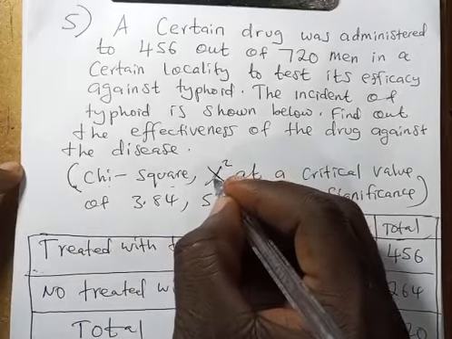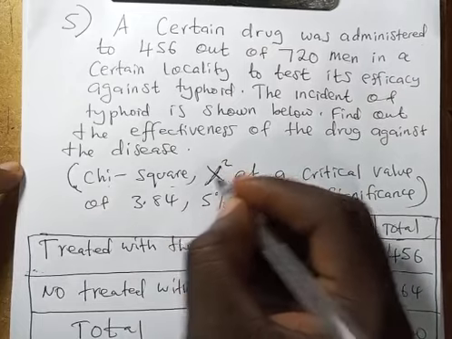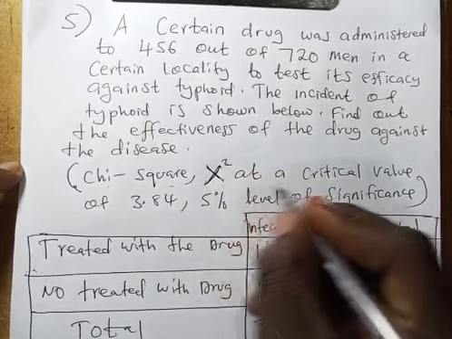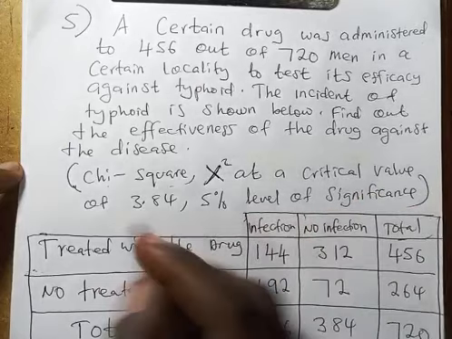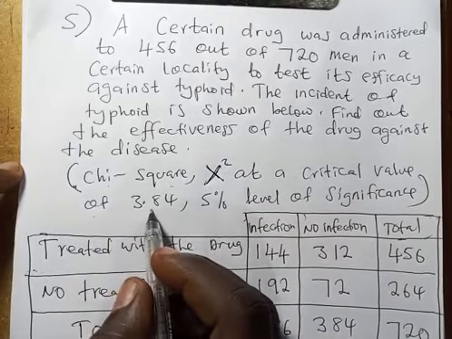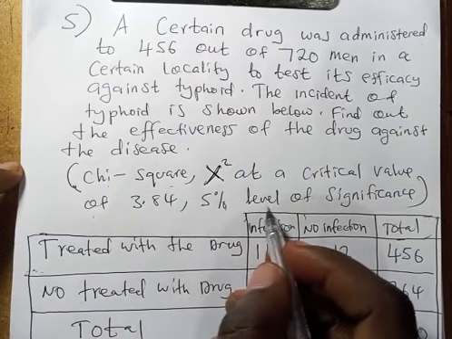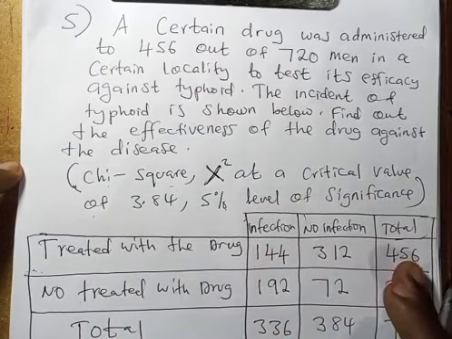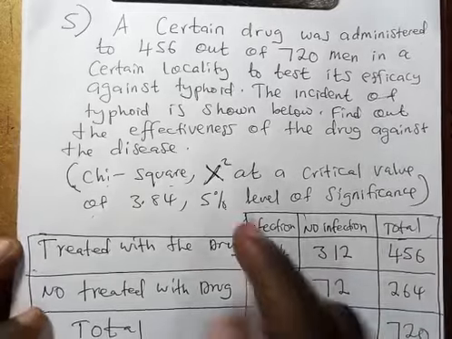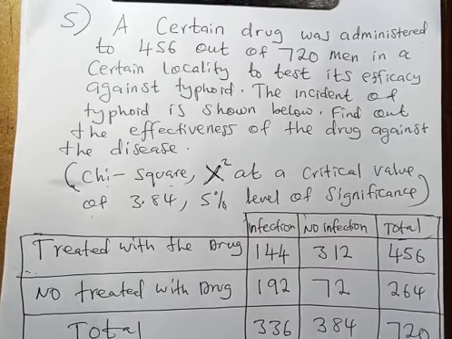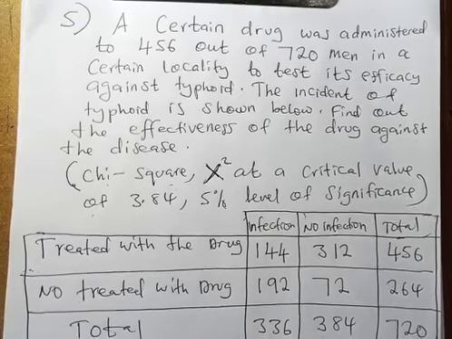The chi-square distribution has the subscript symbol, the fancy x squared, at the critical value of 3.84 and 5% level of significance. Now I'll explain this when you reach the table to use. There's a chi-square table. There's also a normal distribution table. So under distribution, there are some tables that we use.